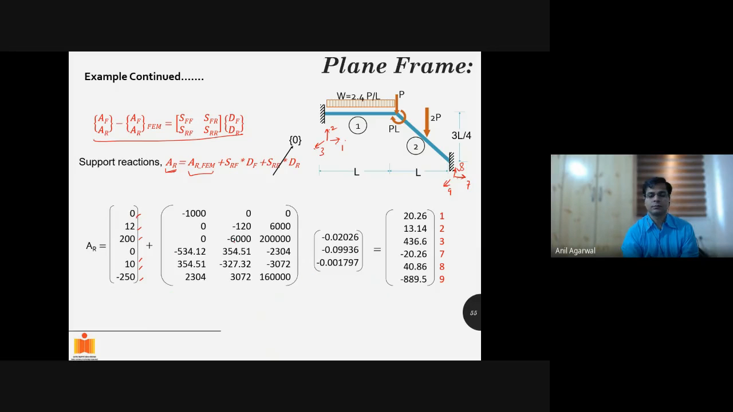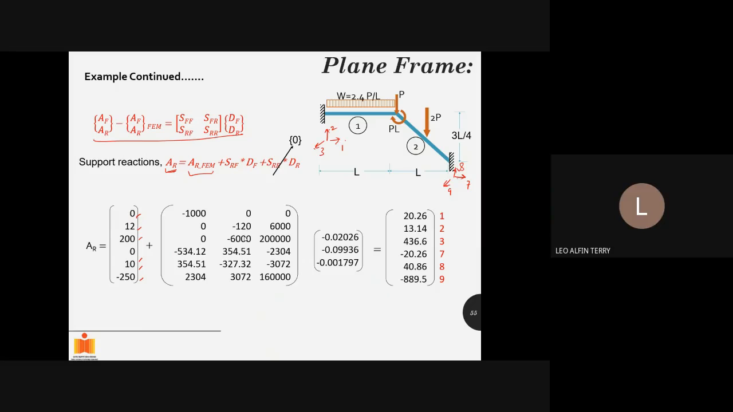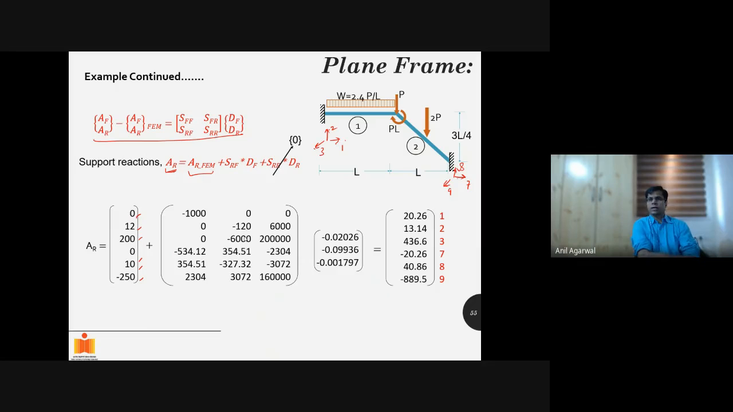Fine. So we have solved for all the displacements and all the reactions. Pretty much we have solved the problem now. Correct? These reactions are in which coordinate system? Are these in the member local coordinate system, or are they in the global coordinate system? Global coordinates. Global coordinate. How do we know that?